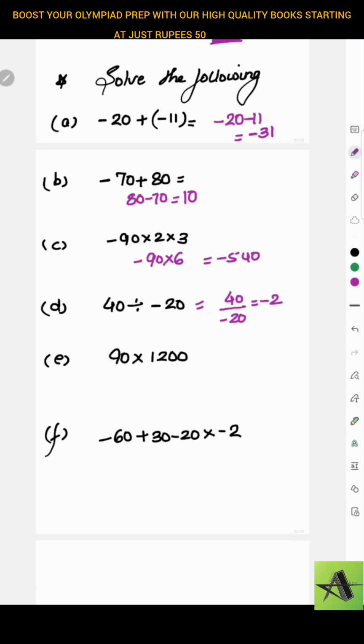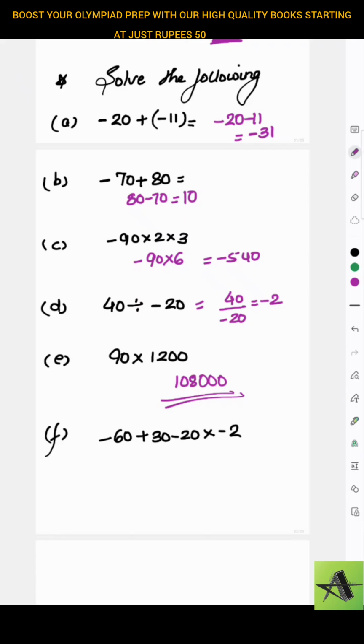Next is 9 times 1200. So simply 12 multiplied by 9 will give me 108, and the remaining 3 zeros, so add them like this. So the answer will be 108,000.